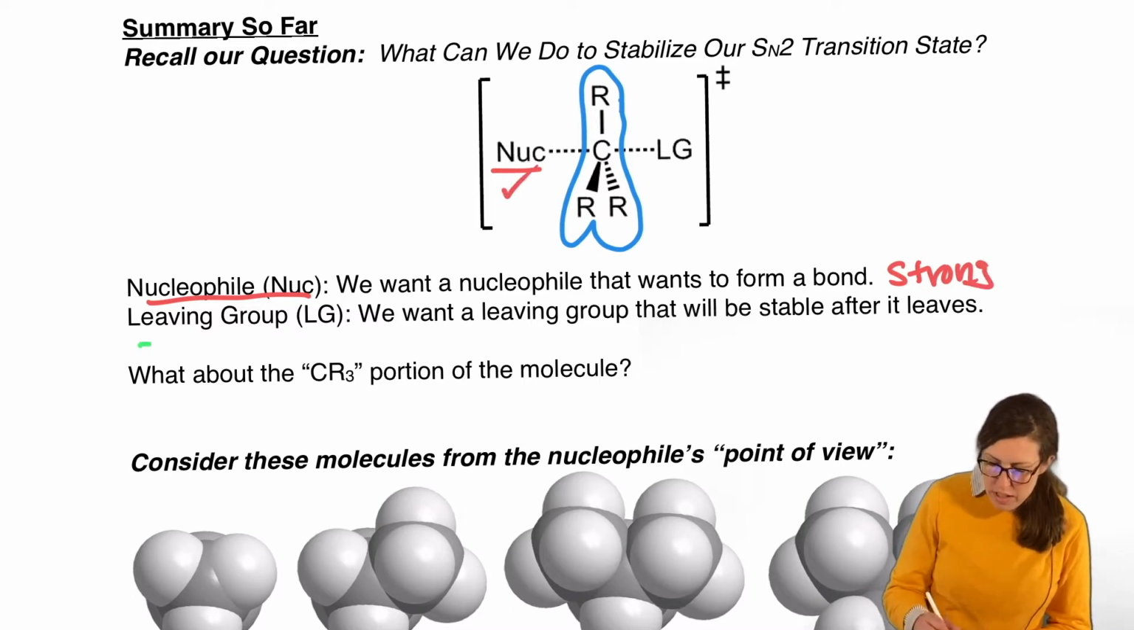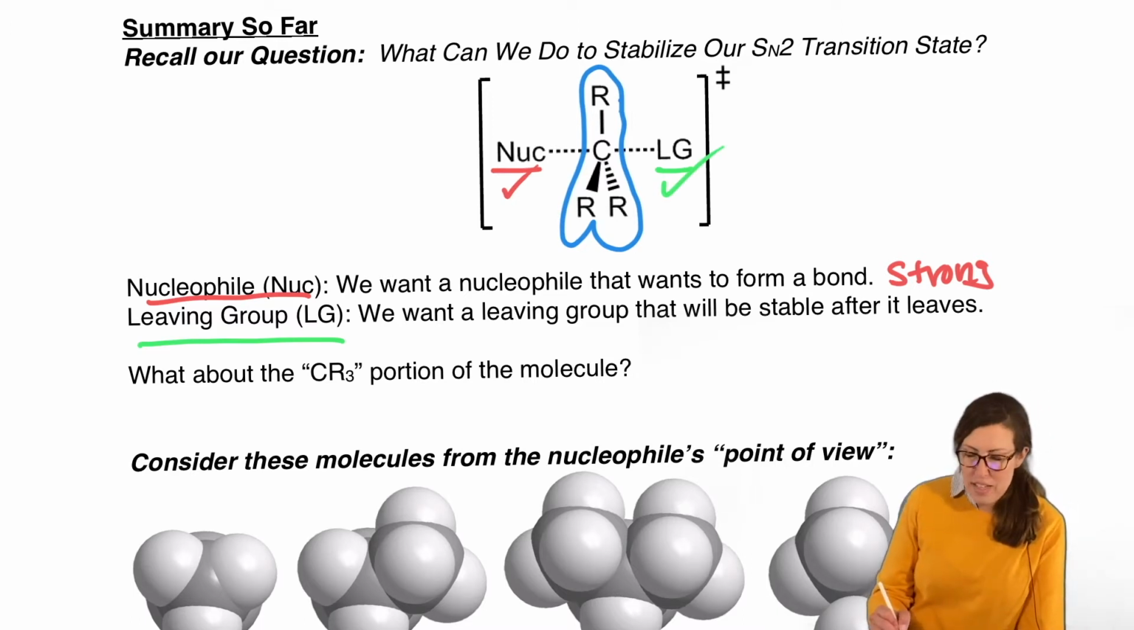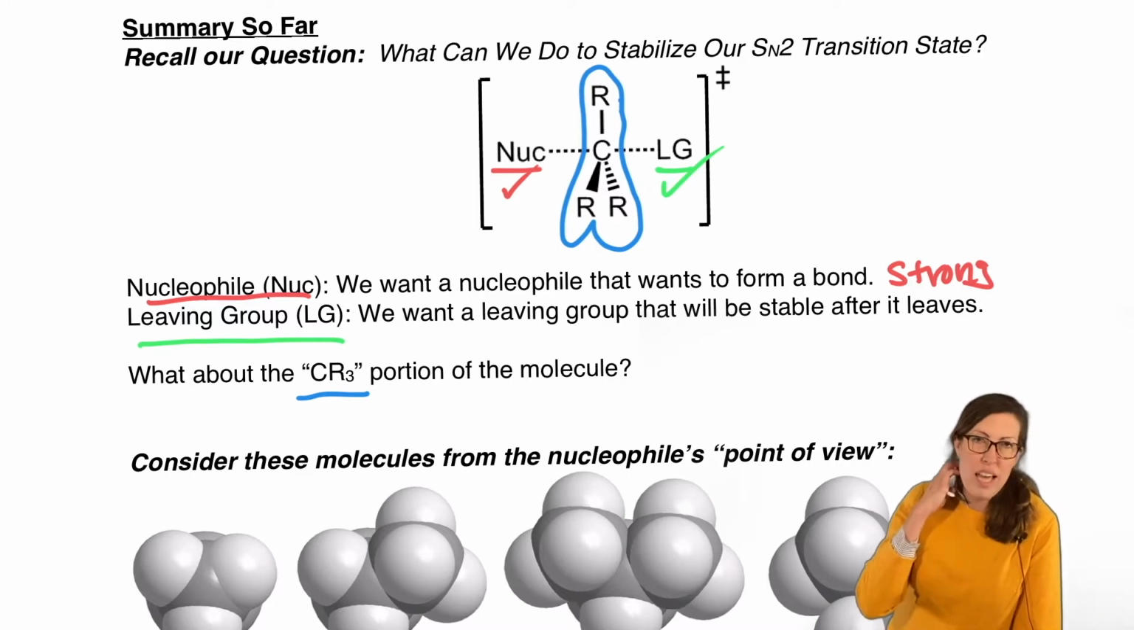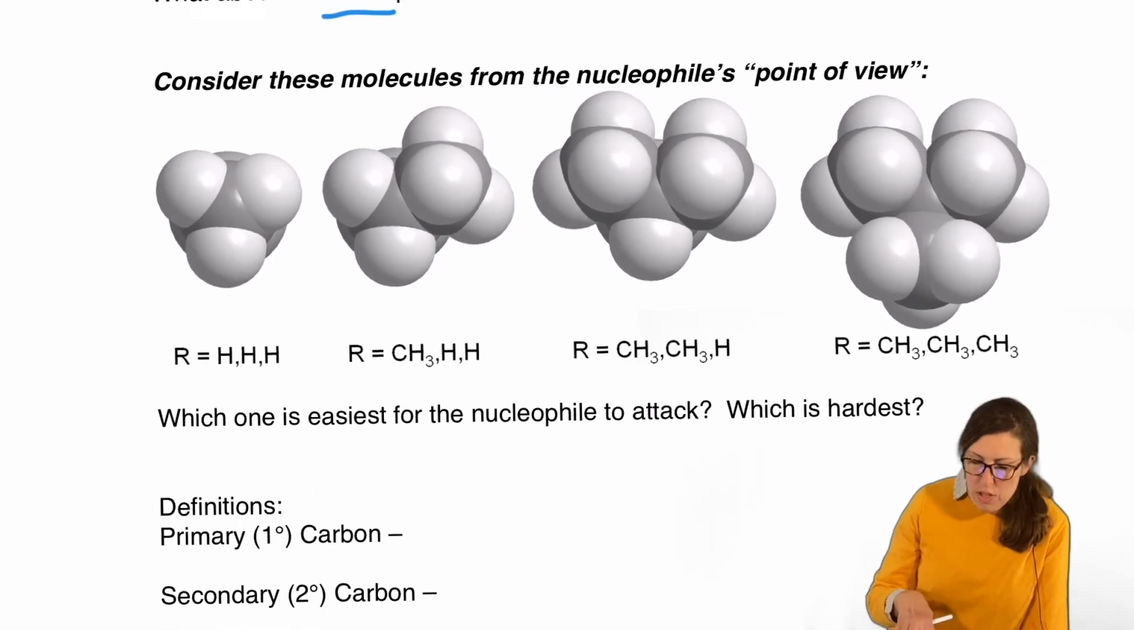We've worked out the leaving group. We want a leaving group that wants to leave. It'll be stable after it leaves, right? We've worked out solvents and how they affect that. So that's surrounding that. Now we're going to talk about the substrate, the CR3, where R could be H, it could be other R's. We'll define that. So first we're going to look at that.